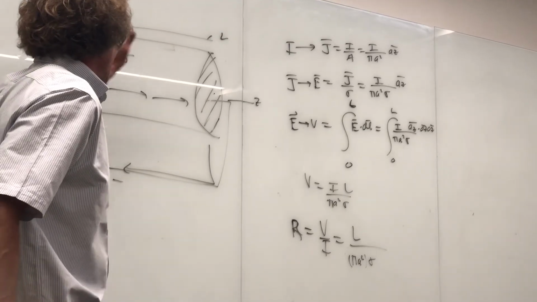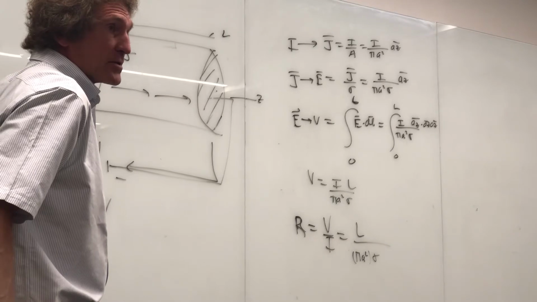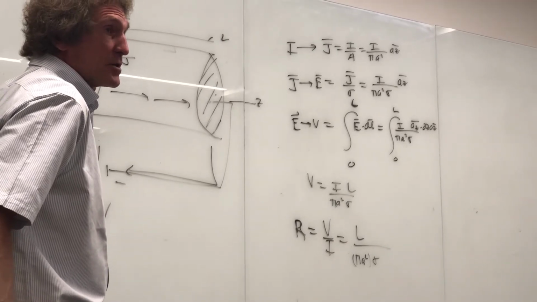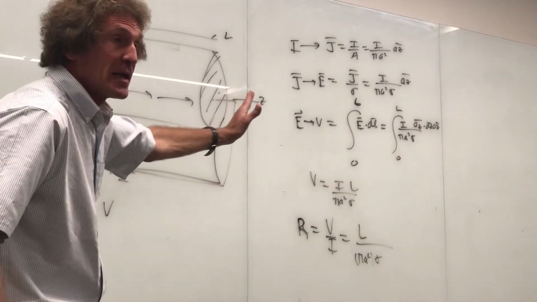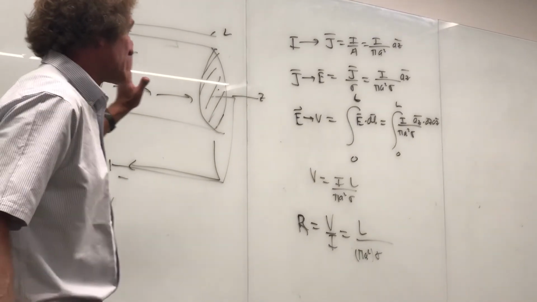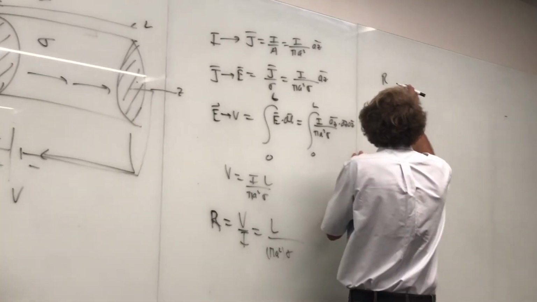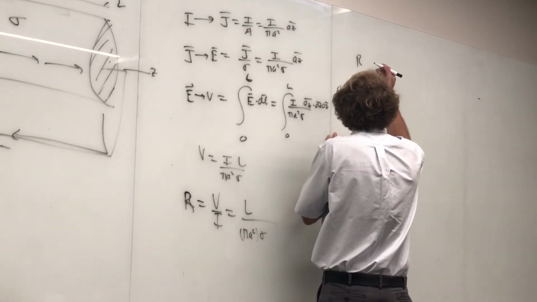This could be a square cross-sectional area. It could be a triangular cross-sectional area. As long as the cross-sectional area does not vary over the length of, whatever you want to call it, the resistor, resistance will always be for a constant cross-section. Remember, this is going to be a constant cross-section.